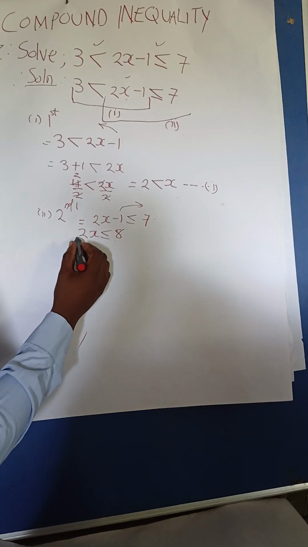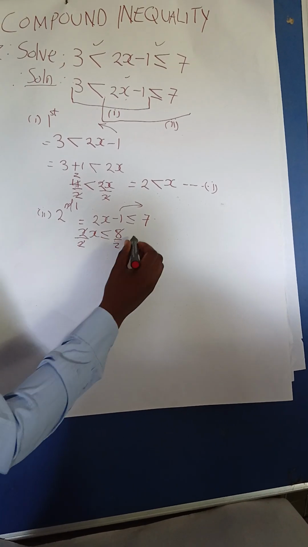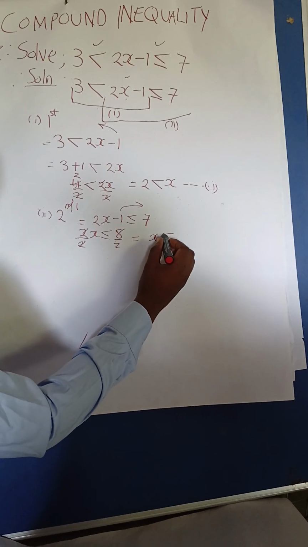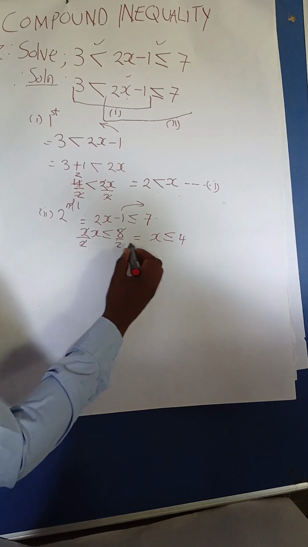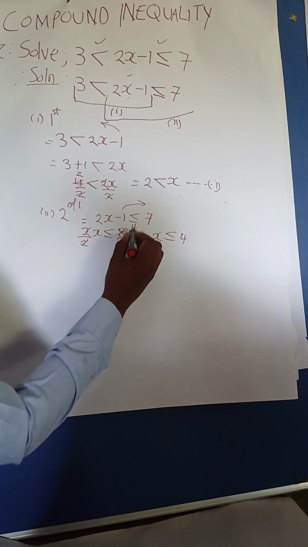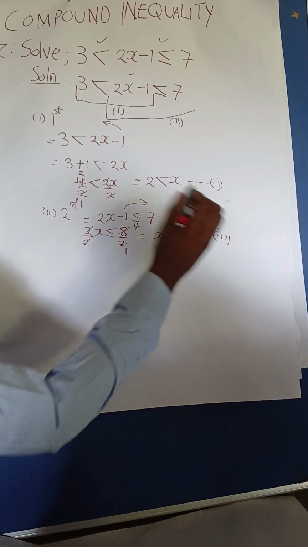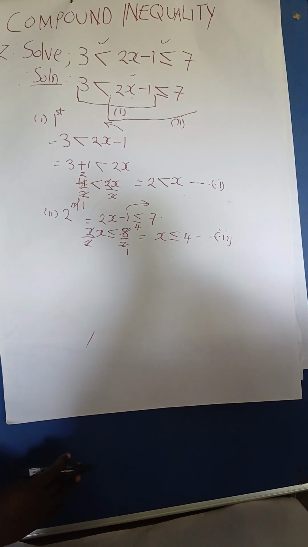Good. Go ahead and divide both sides by 2. So we'll have our answer here to be x less than or equal to 4, because 2 goes into 8 four times. Now this becomes your second solution. I think up to there we understand what is happening here.